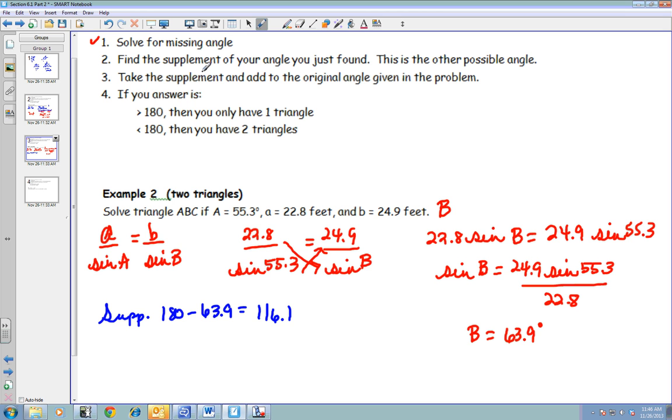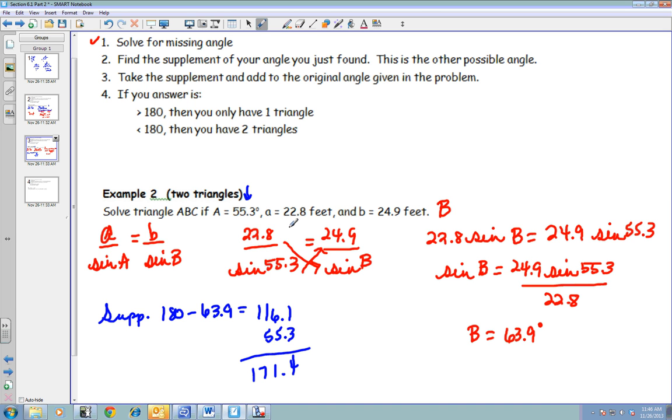Take the supplement and add it to the original angle given in the problem. My original angle was 55.3, so I'm going to add 55.3 to that. That's 171.4. If my answer is greater than 180, then I only have one triangle. If it's less than 180, then I have two triangles. So I have two possible triangles.